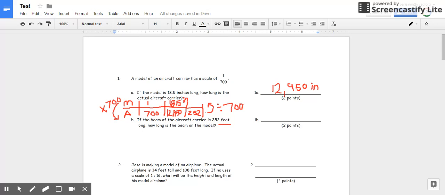We're trying to go from actual to model, meaning we're getting smaller, so we're going to take 252 and divide by 700. And that's going to get us 3,600. And then since our actual was in feet, our model is also going to be in feet.